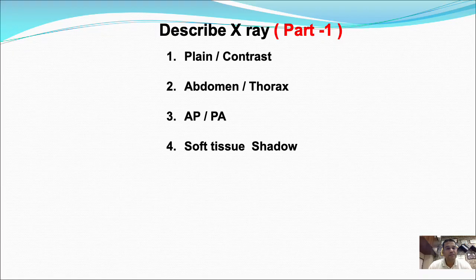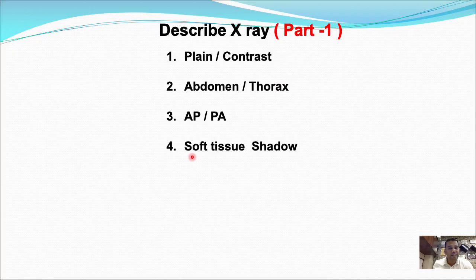So when you are given an X-ray, you describe the X-ray in two parts. First is whether the X-ray is a plain X-ray or a contrast X-ray, whether it's an abdominal or thorax X-ray. As in the case of surgery, we'll mostly have abdominal and thorax X-rays. Then whether it's an AP view or a PA view. Lastly, the soft tissue shadow. What soft tissue shadow are you able to appreciate in an X-ray.